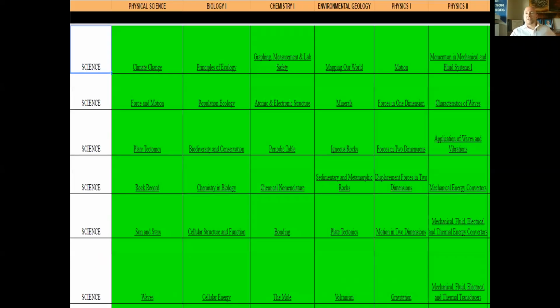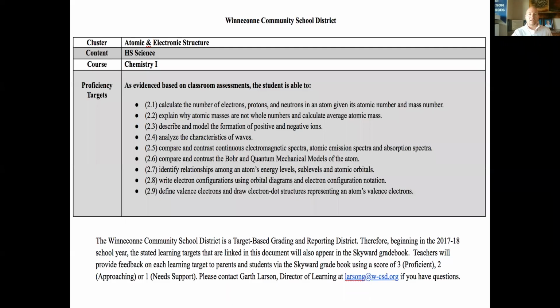Moving along into the high school, this is a science example of how science is mapped. These are just screenshots of it, but obviously in this case for chemistry 1, and we show this because this is about the most extreme you would see. There are 9 learning targets associated with atomic and electronic structure. Each one of those carries a proficiency value of proficient, approaching proficient, or need support, or in a numbering system, 3, 2, or 1. Now in this case, the teacher would probably not do all 9 on the same summative, and might break it up into 2 or 3 different summative assessments.